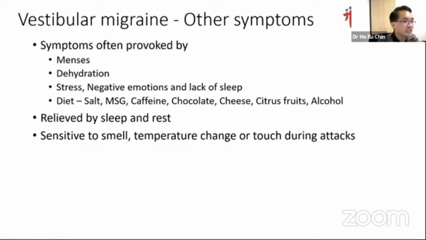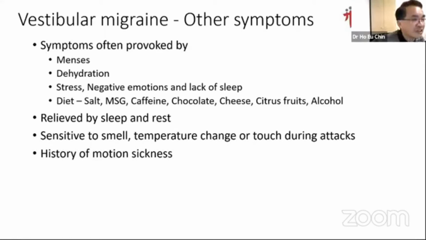Patients also frequently describe that they are sensitive to smell. They just get very put off by perfume. They say, oh, it's too strong for me. Very sensitive to temperature change, either from hot to cold or cold to hot, or even touch. They don't like it when people are touching them. When they have the vertigo attack, you try to comfort them and say, how are you? And they say, oh, please don't touch me. I don't like being touched. That's part of the migraine feature.